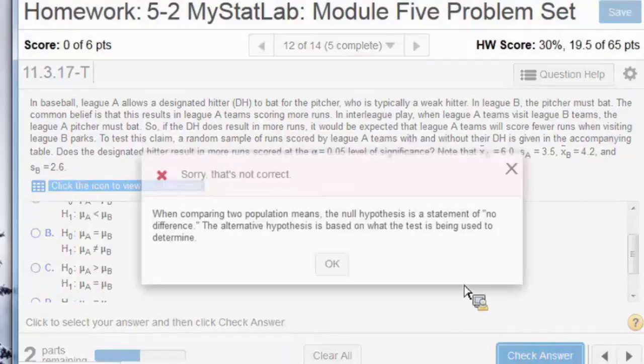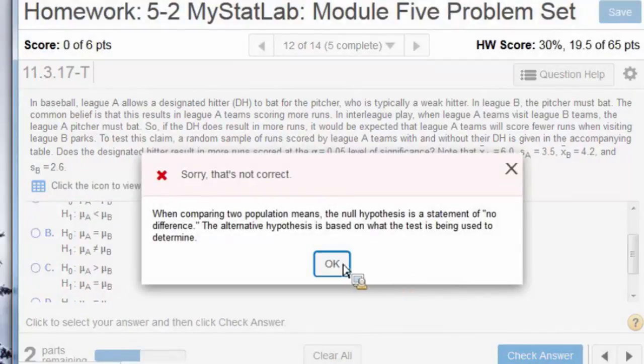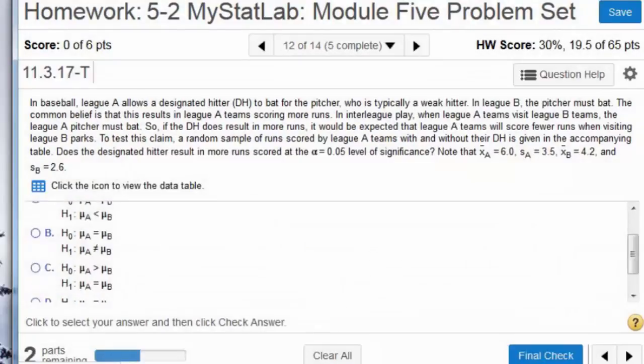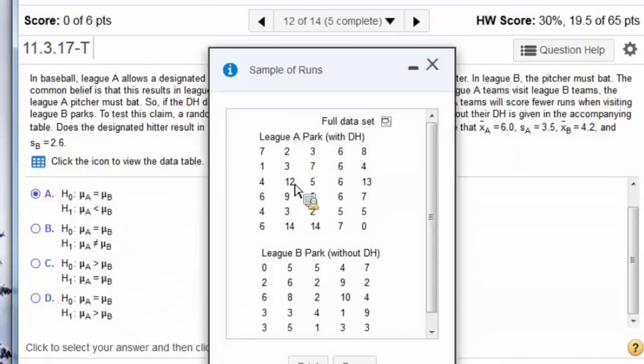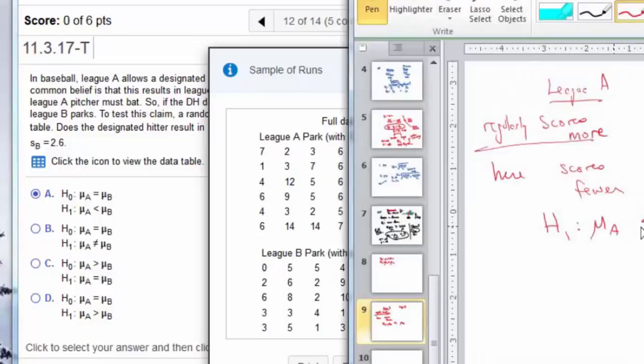Okay, check our answer. Okay, why did it like that? Let's see. Random sample with and without. Okay, so this is, okay. See, this is what I had mixed up too. With DH is supposed to be more. Okay.